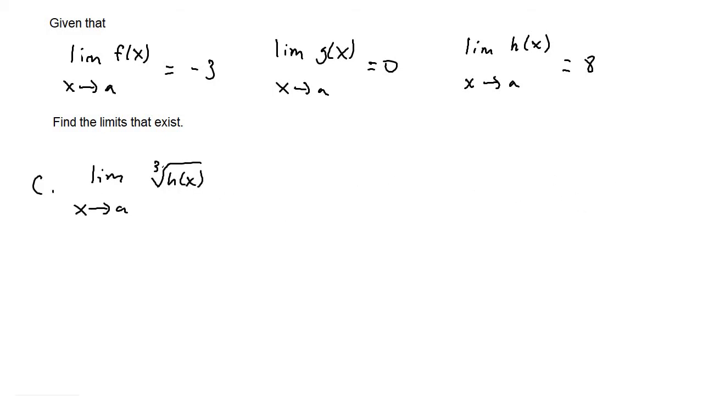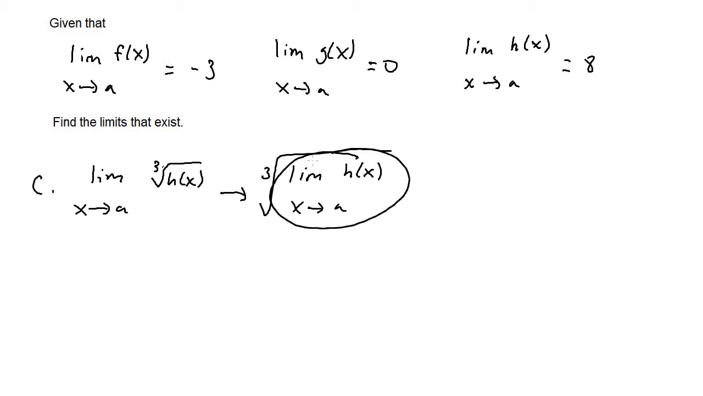So now for letter C, we have the limit of the cube root of h of x as x approaches a. So the same process as last time. Let's go ahead and first find the limit of just the function h of x itself as x approaches a, and then cube root the entire thing. So first, the limit of h of x as x approaches a is obviously going to be 8. So then we can go ahead and take the cube root of 8, and the cube root of 8 gives us the limit of 2.